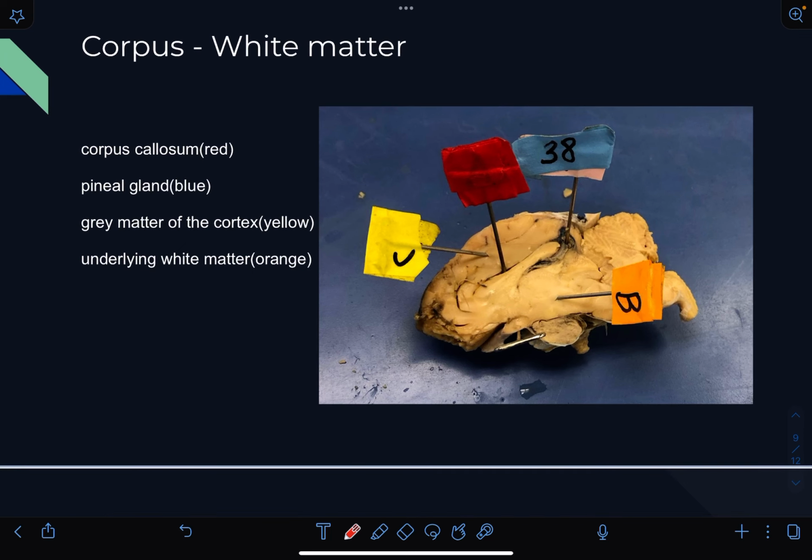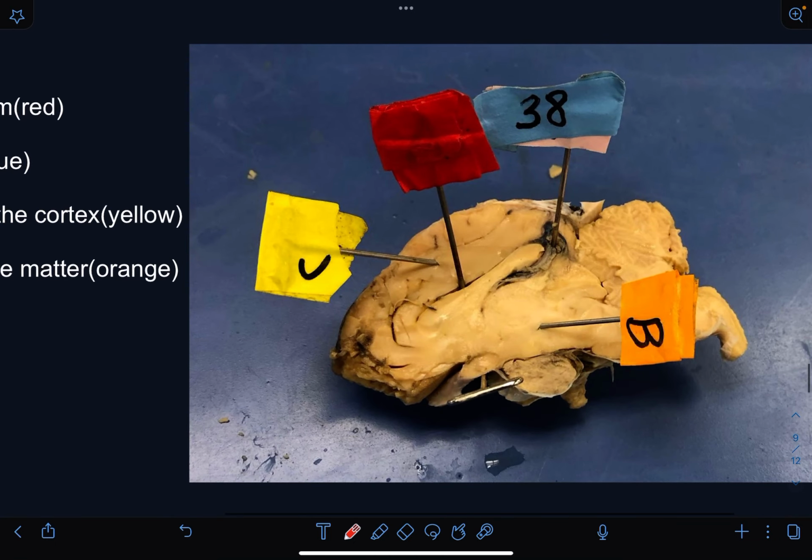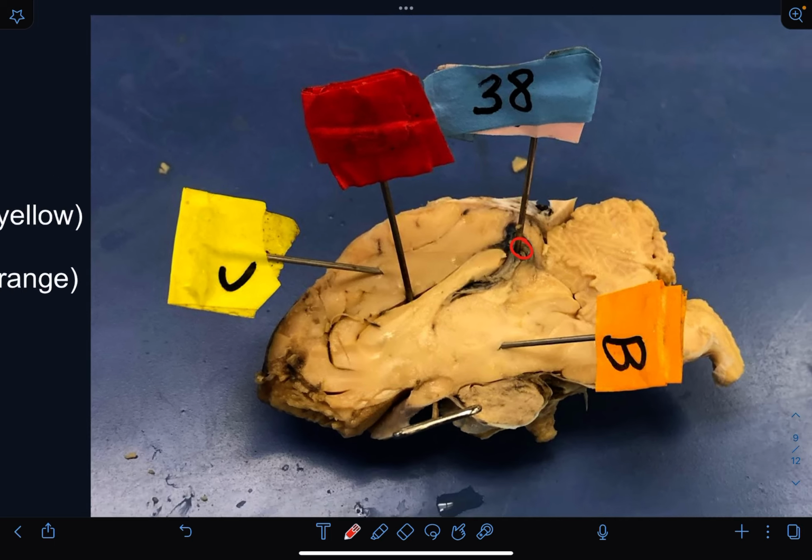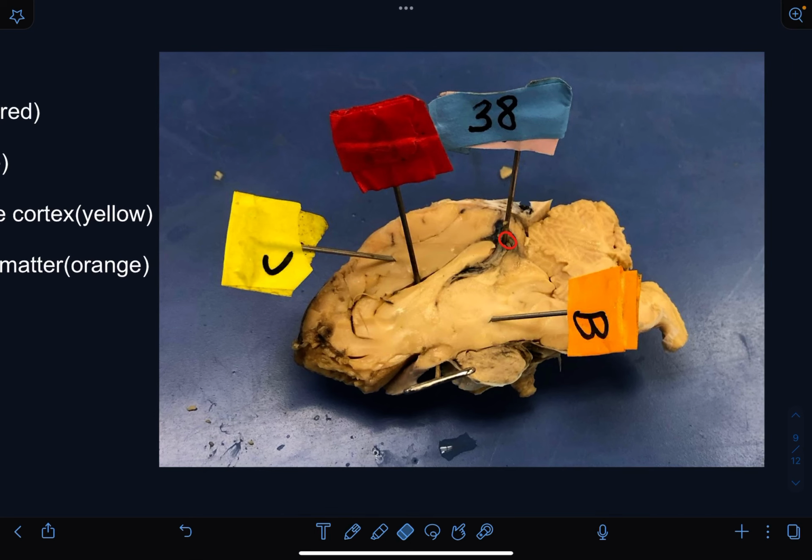What else do we have here? We have the pineal gland, this little gland right here. Again, it produces melatonin, and that helps regulate your sleep and wake cycles, when you go to sleep, when you wake up, etc.